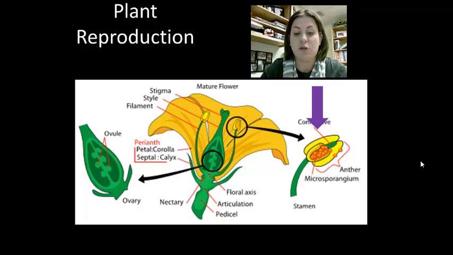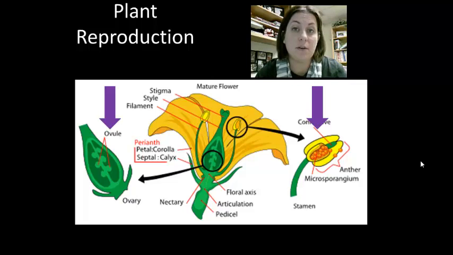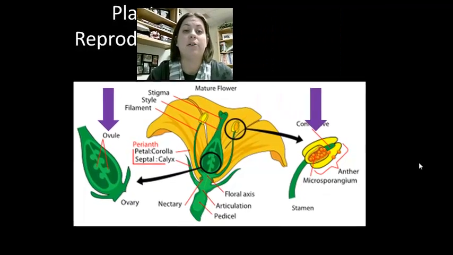The female structure is the carpel and it contains the stigma, style, and ovary. So here's a closer look at the ovary, which contains the ovules. The ovules are going to be producing the eggs, okay? And then the ovary is going to protect those eggs. So you can see here they're going to protect their eggs and their embryo once it gets fertilized. So here is the review of the plant flower structure.